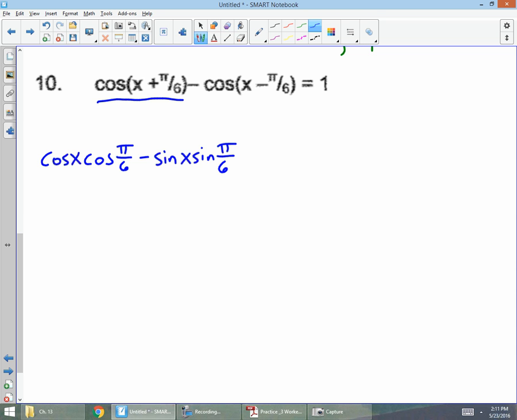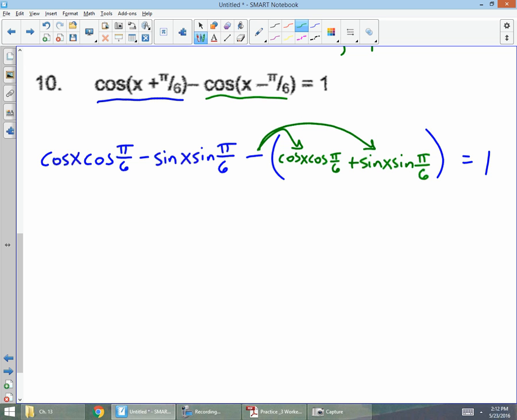X is u, and v is pi over 6. So now we're going to subtract this part right here, which would be the cosine of x, the cosine of pi over 6, and if it's subtraction, it's addition. All right, so let's do the distribution just like we did before, and I'll give you about 10 seconds here to get caught up with the writing, and then go ahead and move into the distribution.